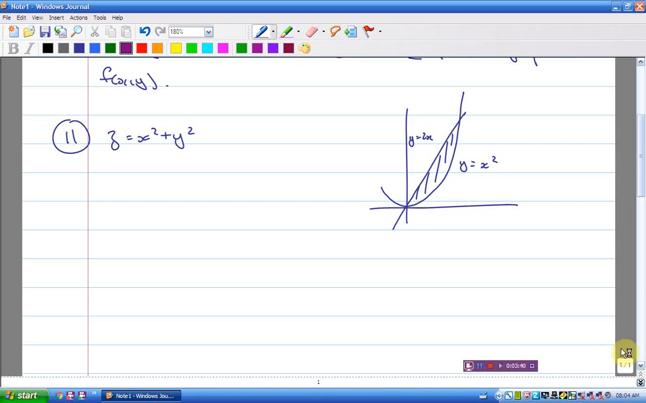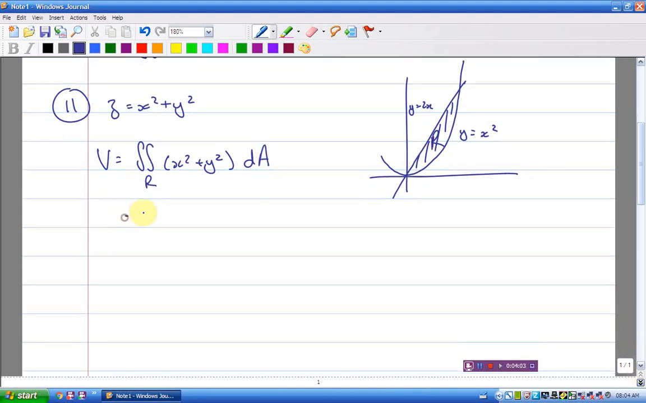Okay. So that's my region R over there. I want purple, I want dark blue. There we go. There's my region R. And I want to work out my volume. So the volume is going to be the double integral over R. My integrand is the surface, which is x squared plus y squared. Now I need to set up that double integral.